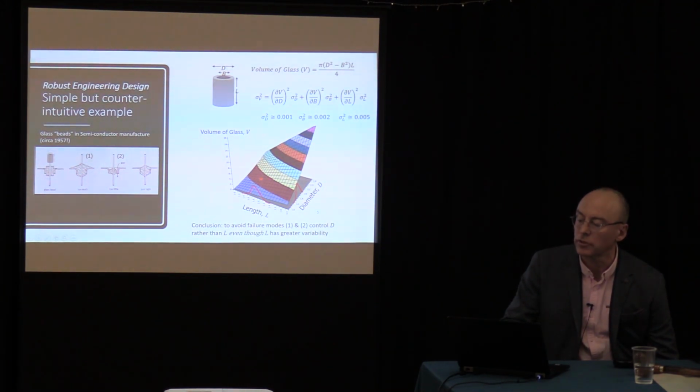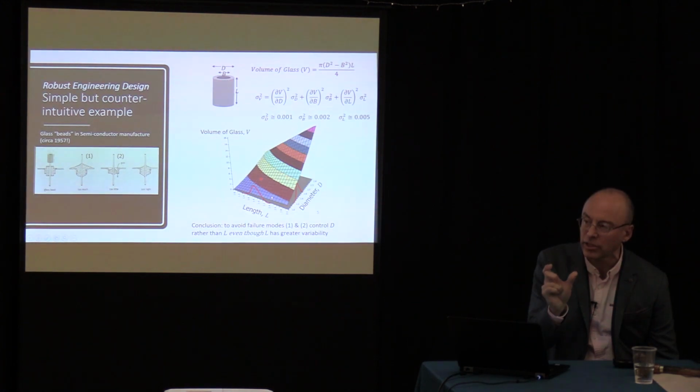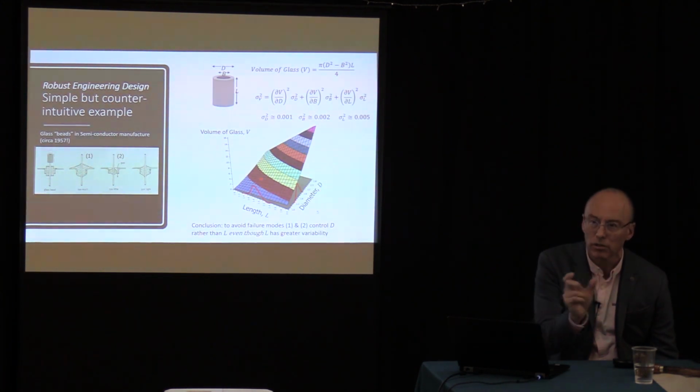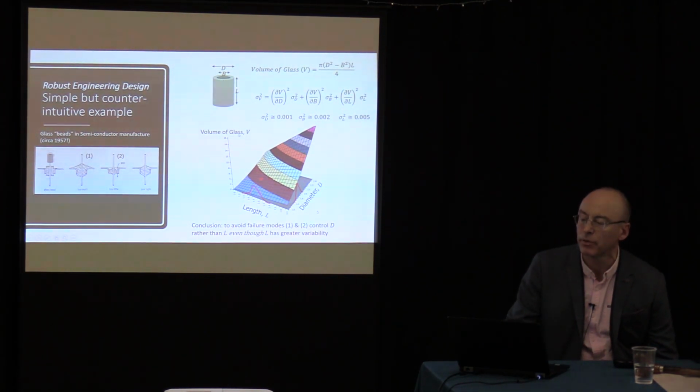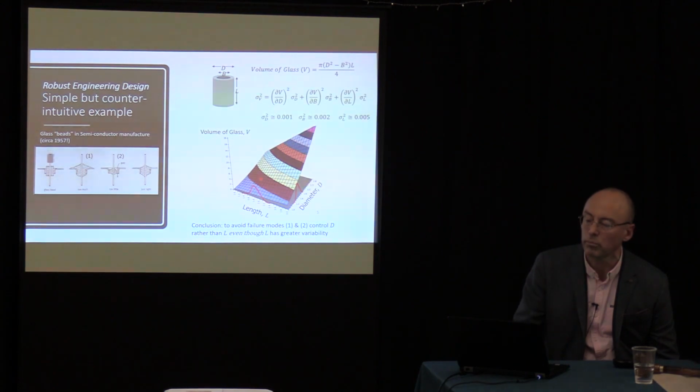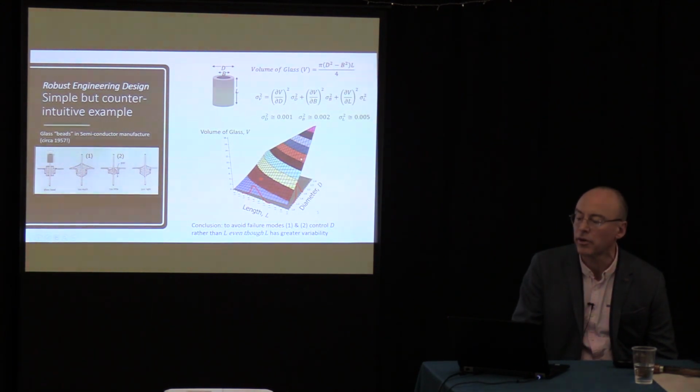If you look at the transfer function here, the visual of this equation, what you find is the gradient in the L direction is really very shallow. So even though there's quite a lot of variation in L, reducing it significantly is not going to reduce the variation in the volume of the glass by very much. Turns out actually that the best thing to go after is the variance in the diameter. In fact, that's got the smallest variance of all three of these dimensions, but because the gradient in the direction of D is very steep, that's the one that needed to be addressed.